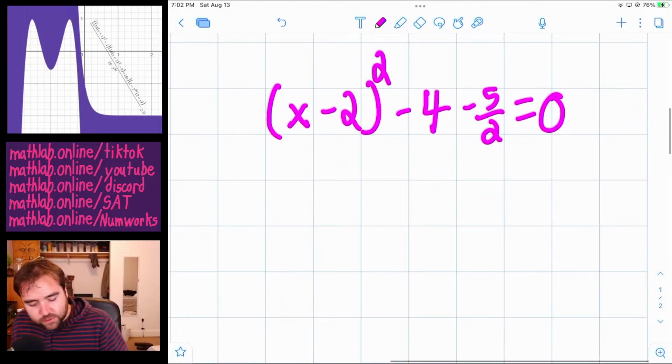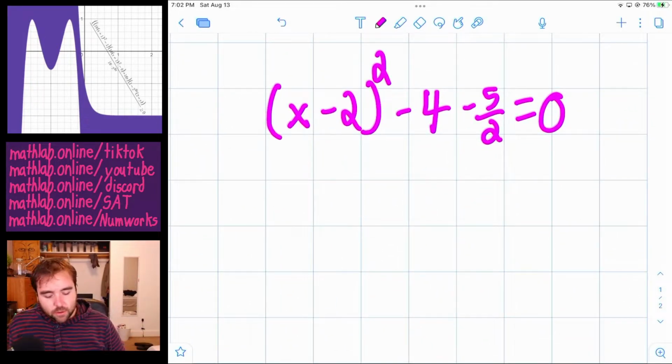And then we'll just progress. So we'll move all those numbers to the right. So we'll combine those first. So what is that? Common denominator. So negative 8 over 2. Negative 8 minus 5 is negative 13 over 2. Add it to the other side.